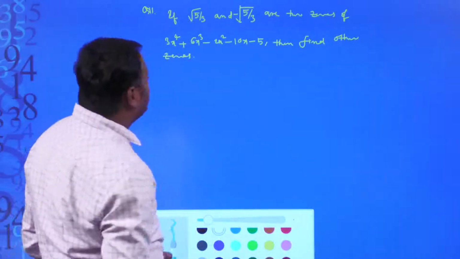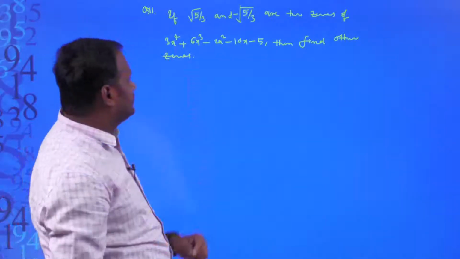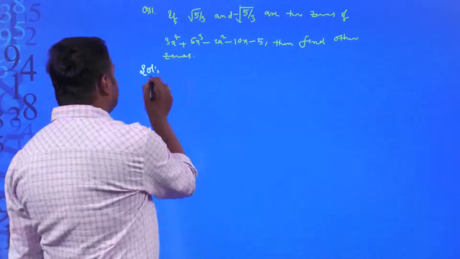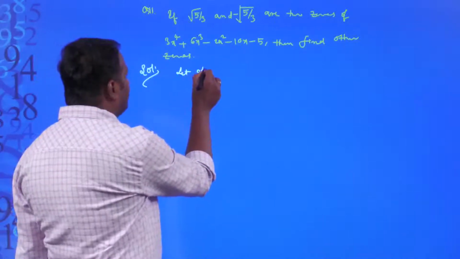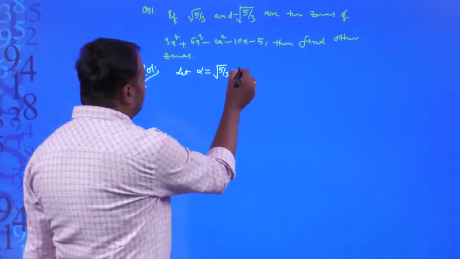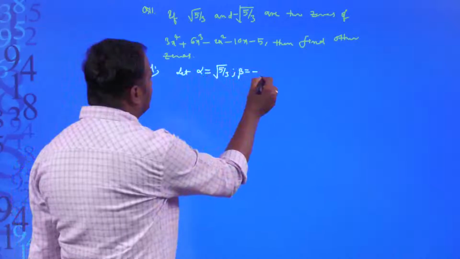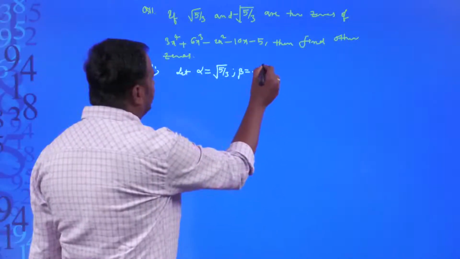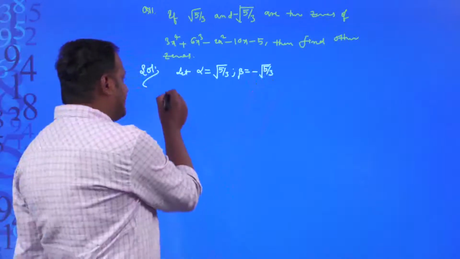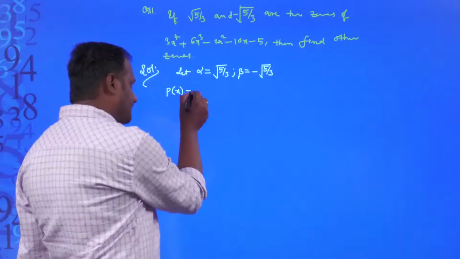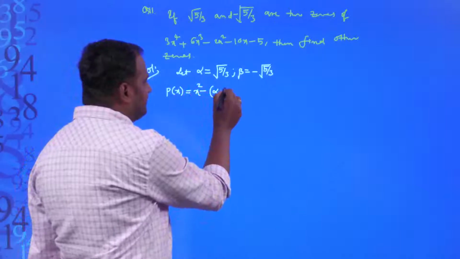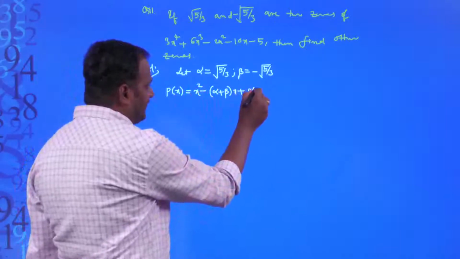First of all, you will have to form a second degree polynomial by the zeros root 5 by 3 and minus root 5 by 3. Okay. So, let us consider those zeros are, let alpha is equal to root 5 divided by 3 and moreover beta is equal to minus root 5 divided by 3. When alpha and beta are two zeros, then what is the second degree polynomial? That is, p of x is equal to x square minus (alpha plus beta) times x plus alpha into beta.